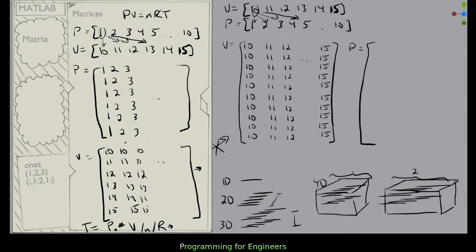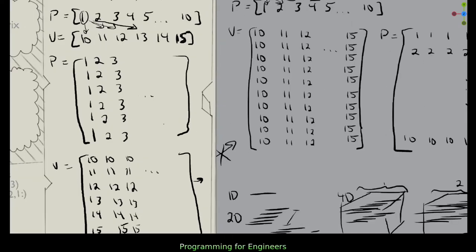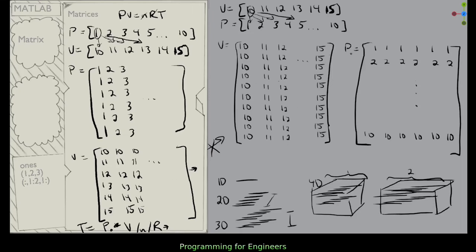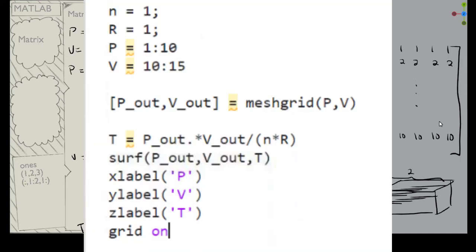My P is now like my V before. So now it'll have 1, 1, 1, 1 for 10, 11, 12, 13, 14, 15. So 1, 2, 3, 4, 5, 6. And then 2, 2, 2, 2, 2, 2. All the way down to 10, 10, 10, 10, 10, 10. Right? So this will produce different matrices, and yet it'll be the same size to multiply with each other, and it'll work just fine. So it doesn't matter if I pick PV and PV or VP and VP. I just need to match. So let's just go with this one.